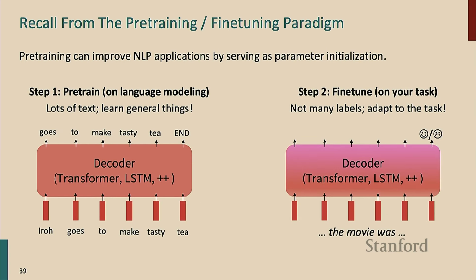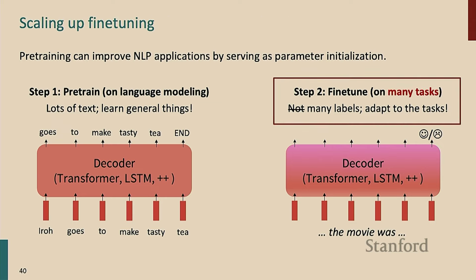So this is a slide from the pre-training lecture. Again, pre-training can improve NLP applications by serving as parameter initialization. So this kind of pipeline, I think you are familiar with. And the difference here is that instead of fine-tuning on a single downstream task of interest, like sentiment analysis, what we're going to do is fine-tune on many tasks. So we have a lot of tasks, and the hope is that we can then generalize to other unseen tasks at test time.